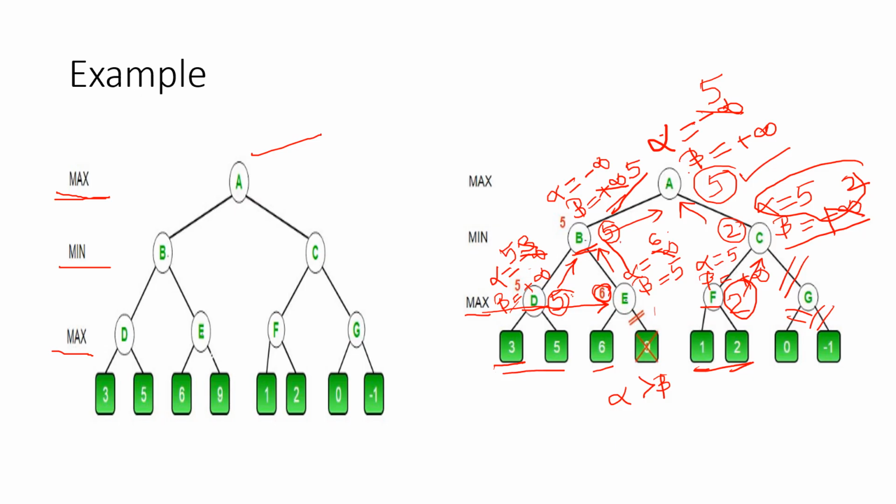And if we are checking the alpha value compared with 2, 5 or 2, which one is higher? 5 is higher, so it will not update. So here our final solution path will be, as you can see, from A to B to D to 5. So this is the final path, and the min max value will be 5.